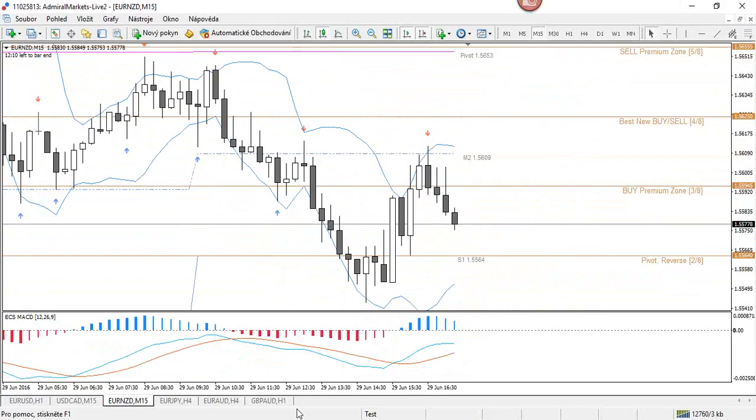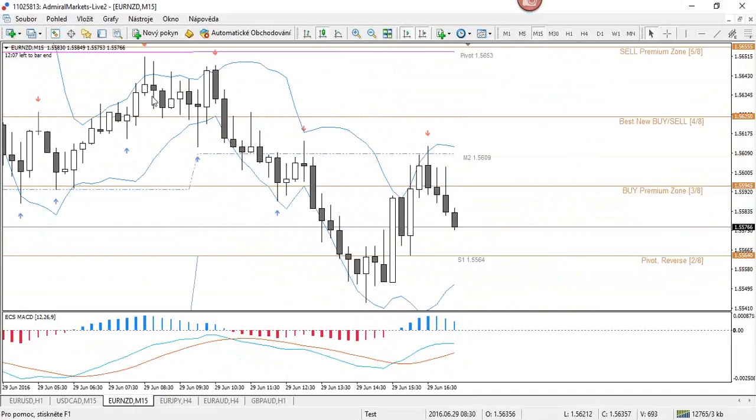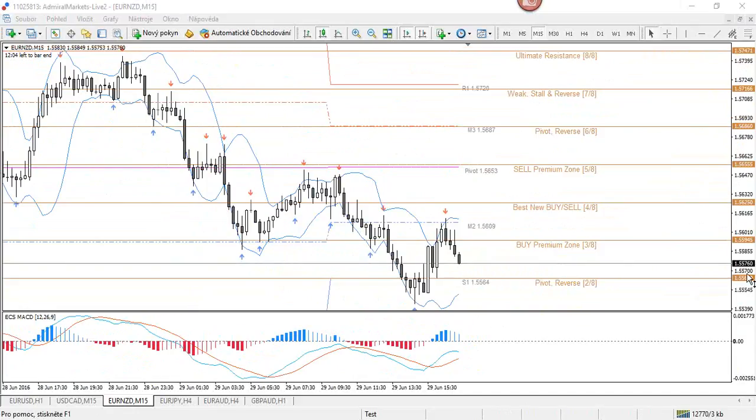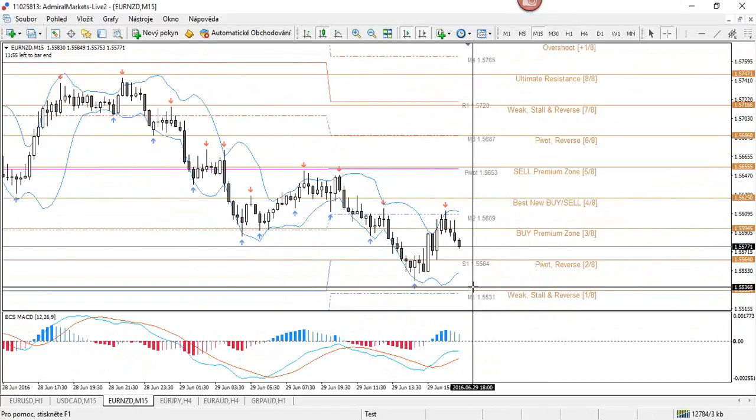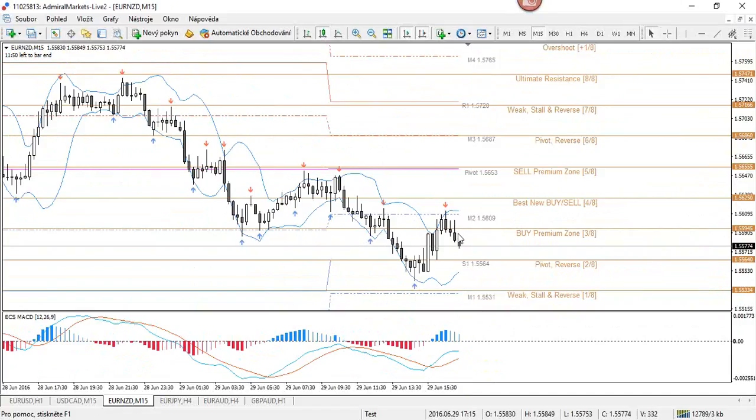Anyone looking at Euro New Zealand could be nicely in that trade. Target, I think, would be good to aim for the M1 at 155.36-ish, right? So that would be roughly 56 pips. Stop loss could go above the 4/8.